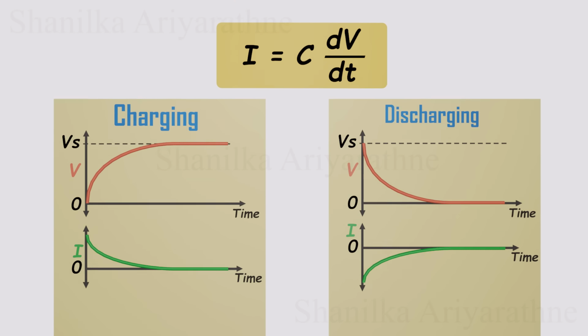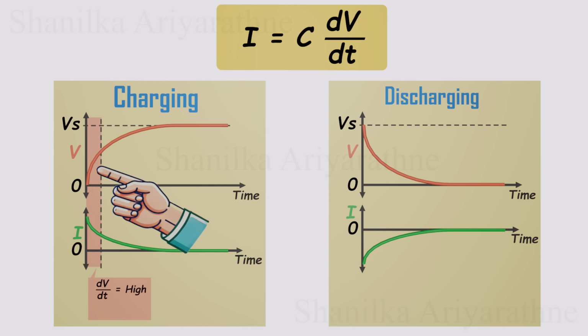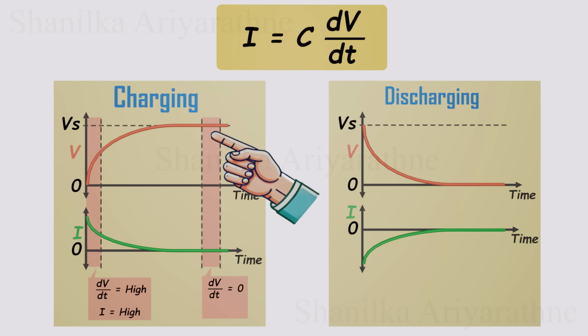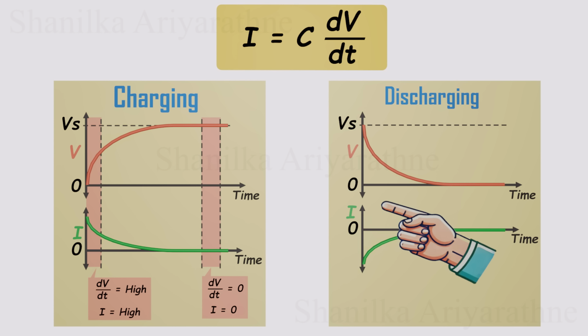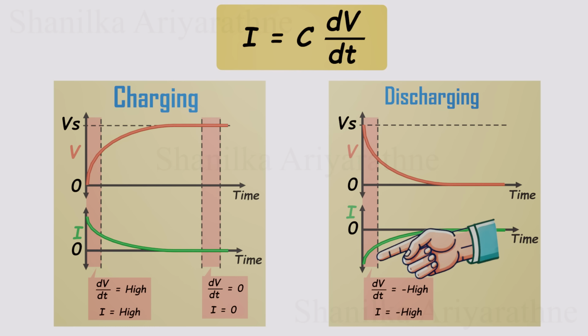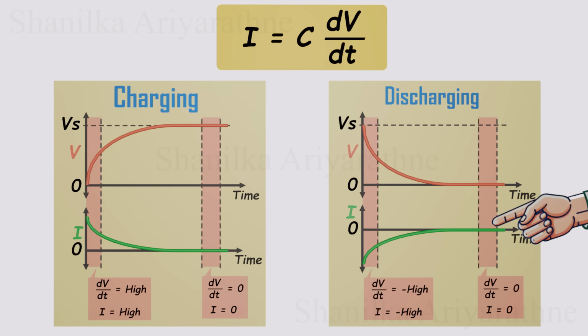You can clearly see this behavior in the charging and discharging graphs. During charging, the voltage rises quickly at first, so the current is high. As the voltage rise slows down, the current also drops, and once the voltage levels off, the current falls to 0. During discharging, the voltage drops rapidly at first, making the current a large negative value. As the voltage continues to fall more slowly, the current also decreases, and when the voltage reaches 0, the current becomes 0 too.